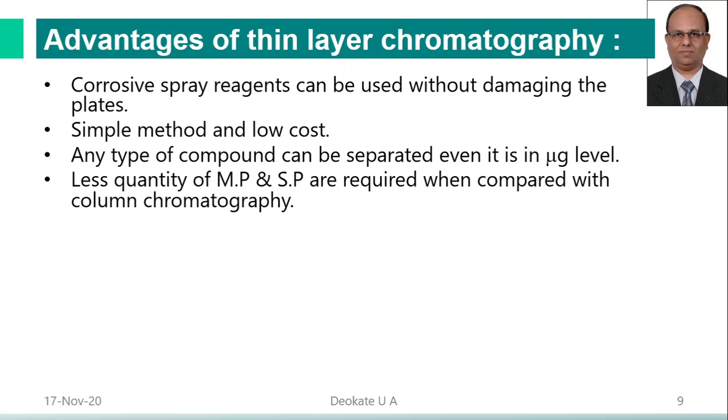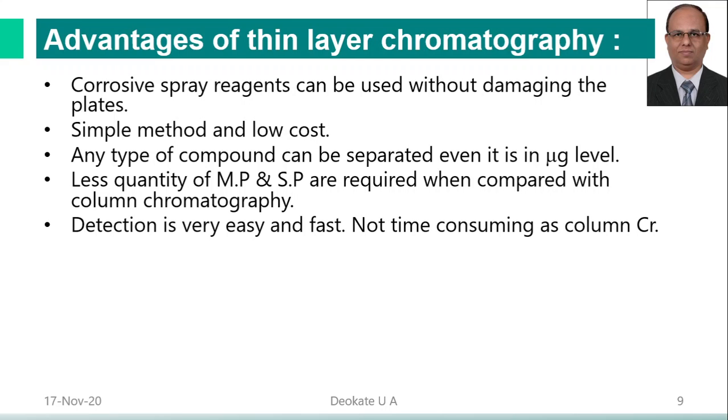Less quantity of mobile phase and stationary phase is required as compared with column chromatography. In column chromatography, a sufficient quantity of stationary phase is to be added in the column, and more mobile phase needs to flow through the column so that the separation will be achieved. Here we require a very small quantity, that is a very thin layer of the stationary phase on the plate, and a very small quantity of mobile phase is also required, so it is a cost effective technique.